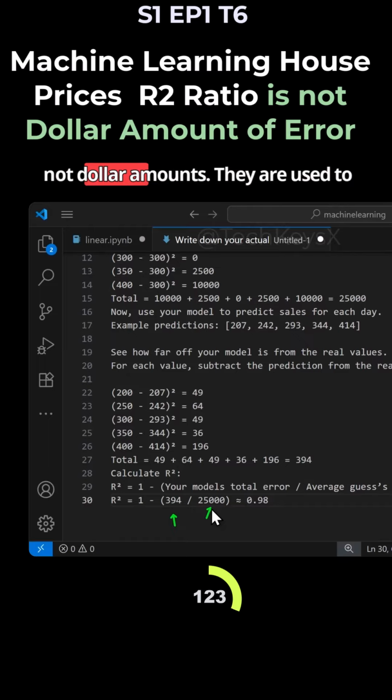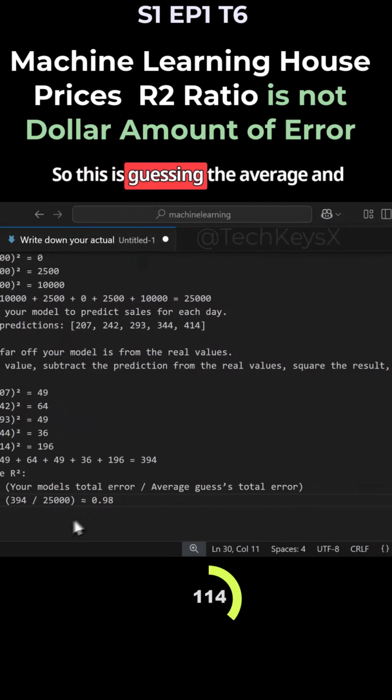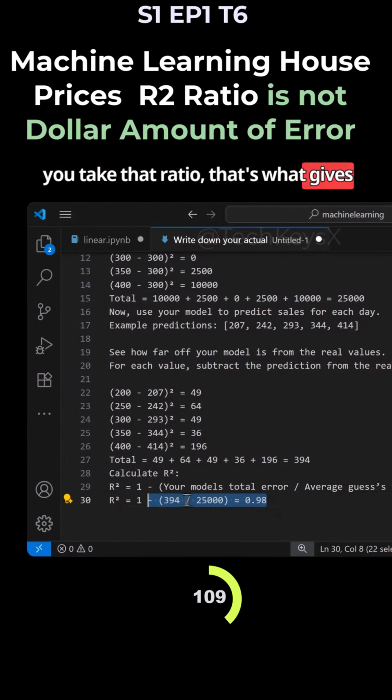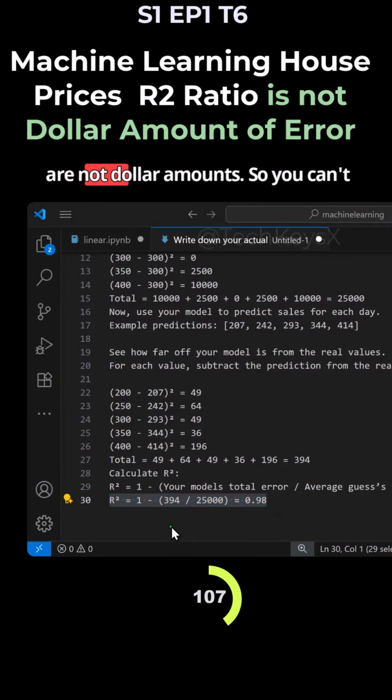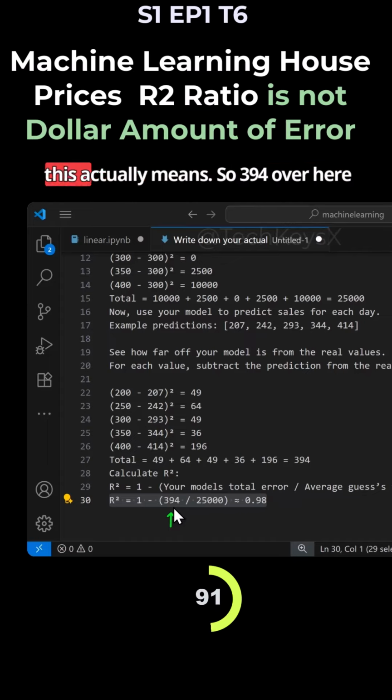So these are not dollar amounts. They are used to calculate the R2 figure over here, which tells you how good your model is compared to guessing the average. So this is guessing the average and this is based on the model. When you take that ratio, that's what gives you this figure over here. So you can't say the prediction error of the model is always, for example, if it estimates that a house price is 300,000, that it's off by $394,000, because that's not what this actually means.